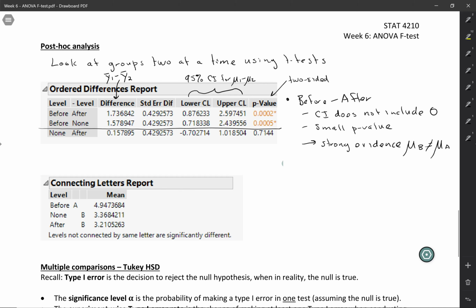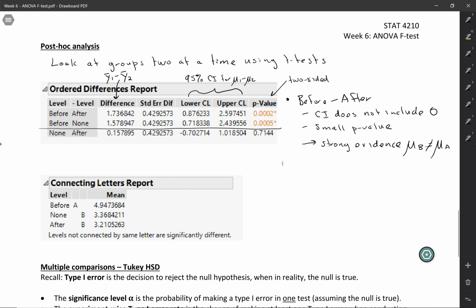It's reasonable to believe that there's actually no difference between seeing the picture after reading the text and not seeing the picture at all. This is consistent with the large p-value that we get, right? We have very weak evidence of a difference. Another way that we can see this information is in the connecting letters report.